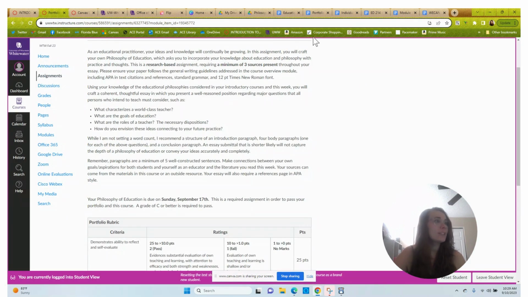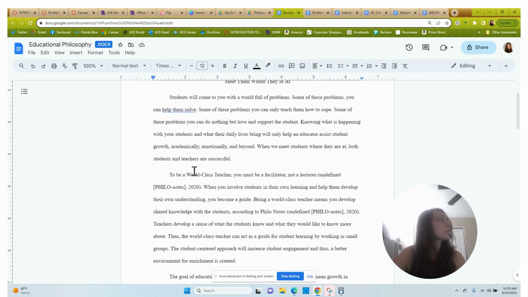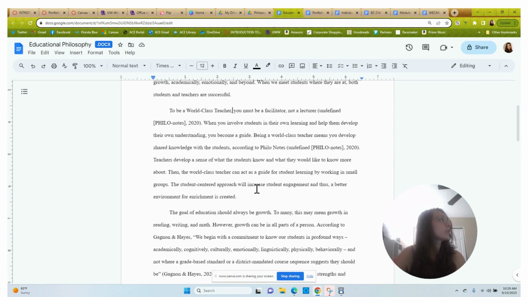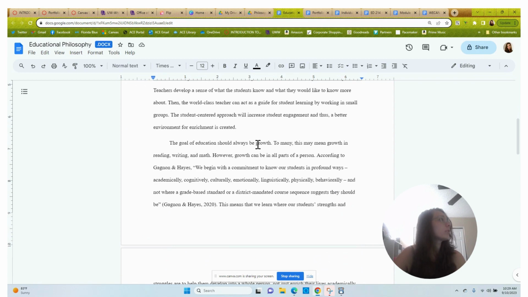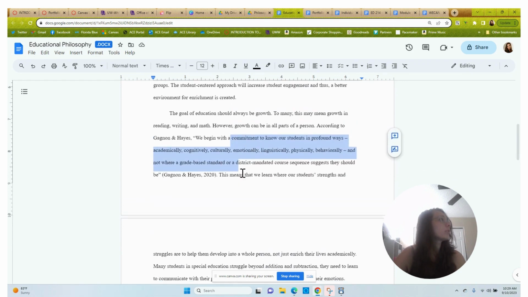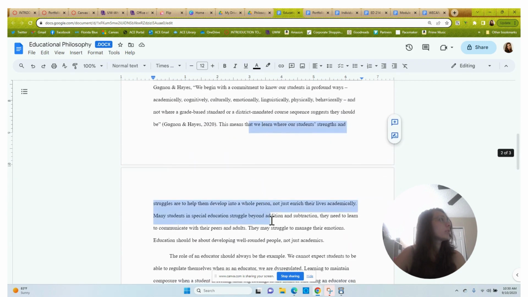What characterizes a world-class teacher? Well, this student literally told us right away and then defined it. The goal of education should always be growth. So again, here, then she talks to it. What I really liked about this paper is she discusses concepts, she gives examples, and then she actually examines them. If you're just dropping a quote in and then not really discussing it, well, I don't know if you're really understanding it. You're not showing me what that means.